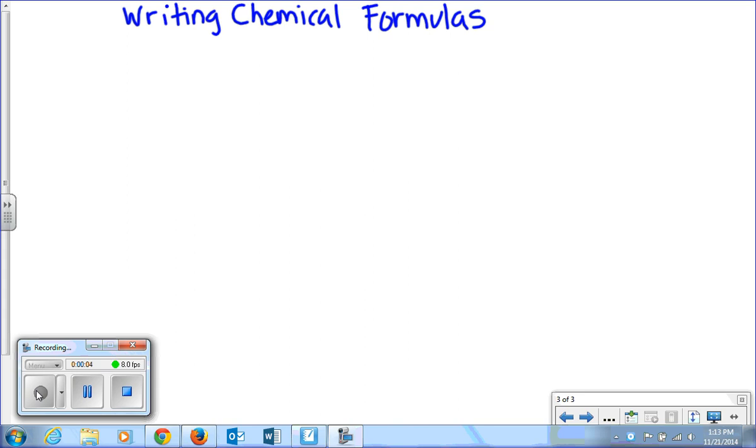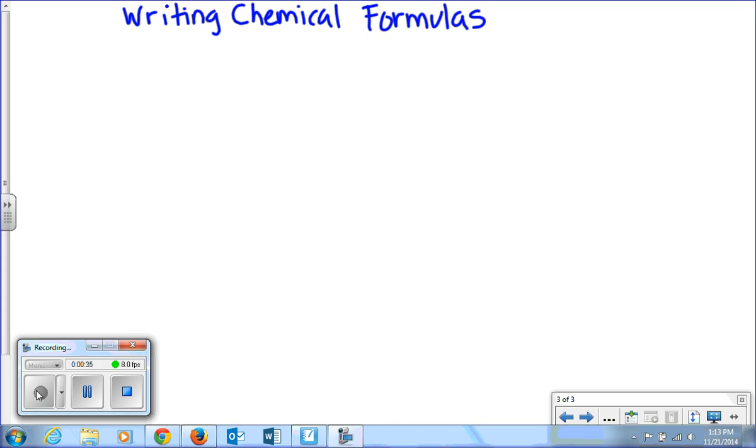All right, so writing chemical formulas. A chemical formula is a short way of writing out the name of a chemical. So sodium chloride, that's salt, that we put on our french fries every day. Instead of writing sodium chloride, we use the symbol for sodium and the symbol for chlorine, and we put them together. It's much easier to write like that. It's also much easier when you start doing balanced equations.